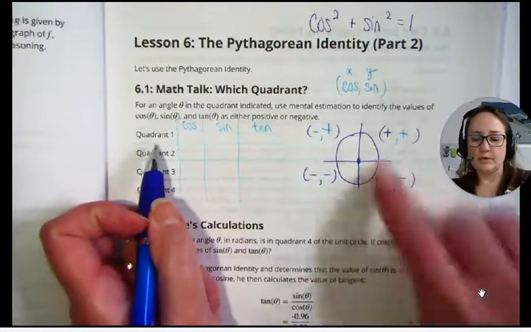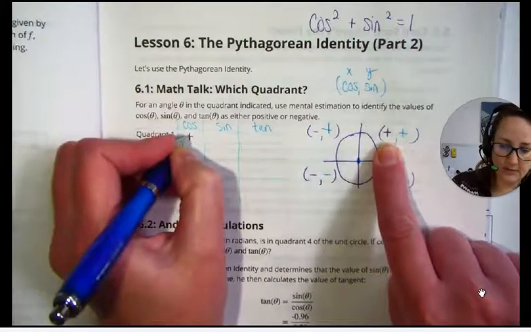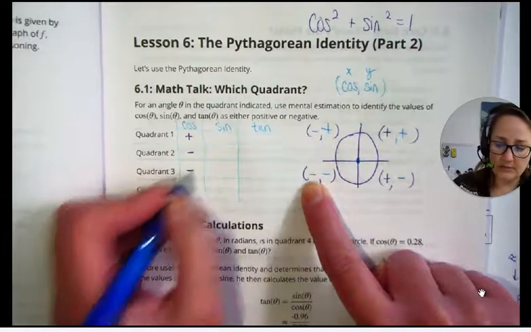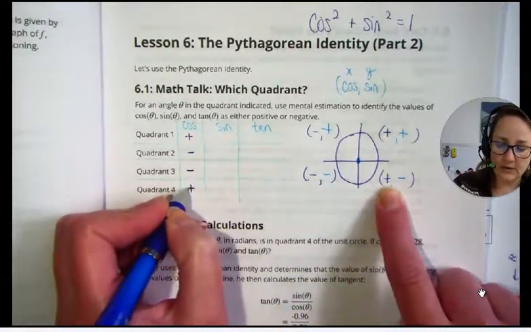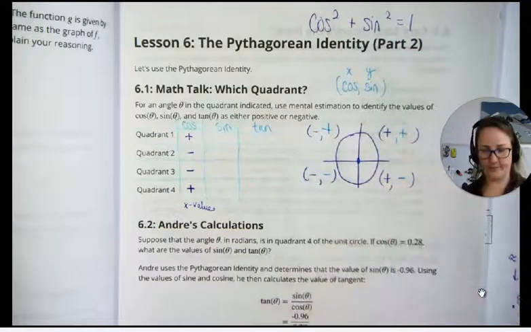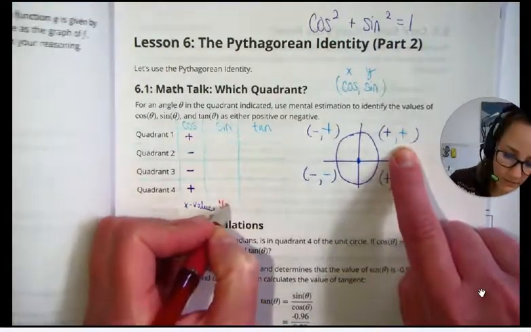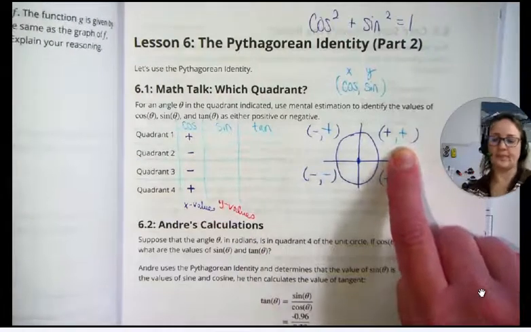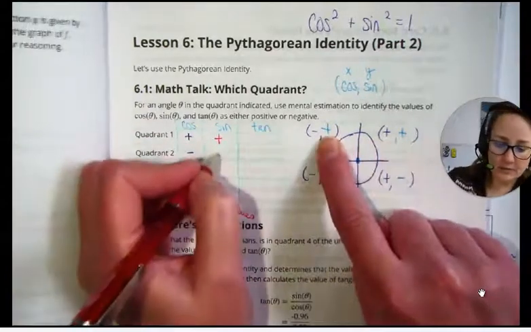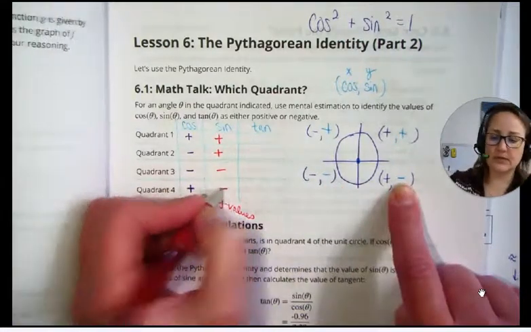We said in quadrant 1, remember cosine is our x coordinate. So quadrant 1, cosine is positive. Quadrant 2, cosine is negative. Quadrant 3, cosine is negative. Quadrant 4, cosine is positive. Remember, these are x values. Sine are y coordinates. Sine in quadrant 1 is positive. Sine in quadrant 2 is positive. Sine in quadrant 3 is negative. Sine in quadrant 4 is negative.